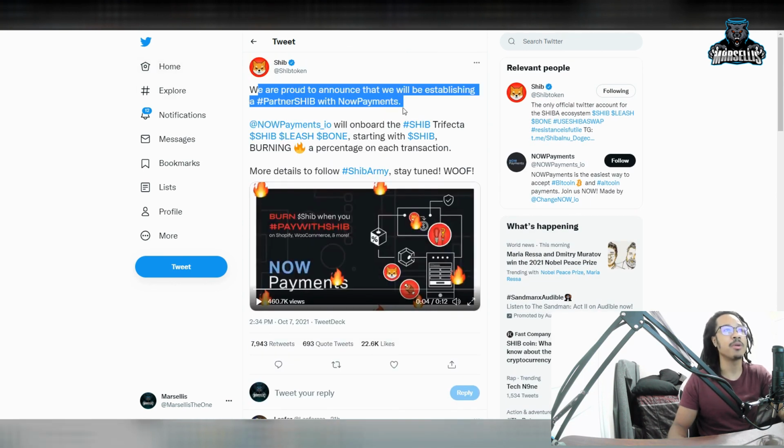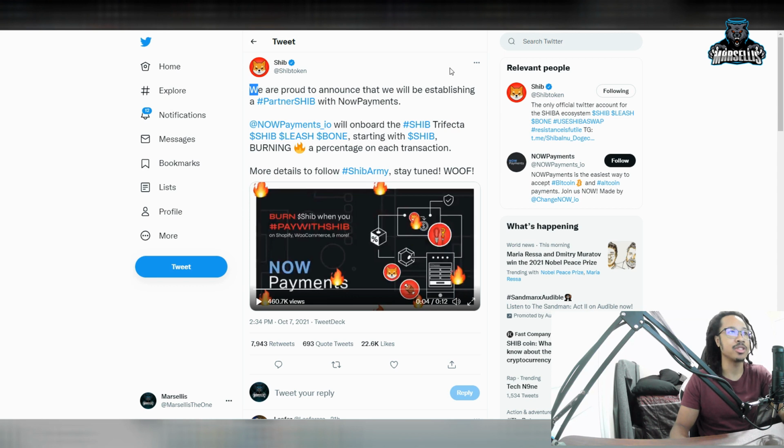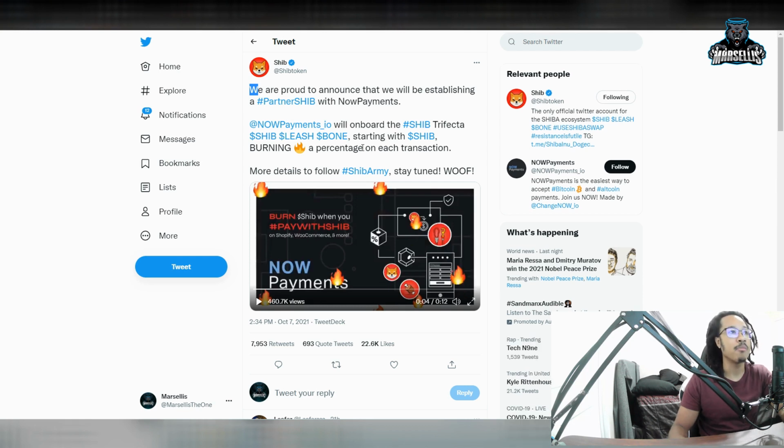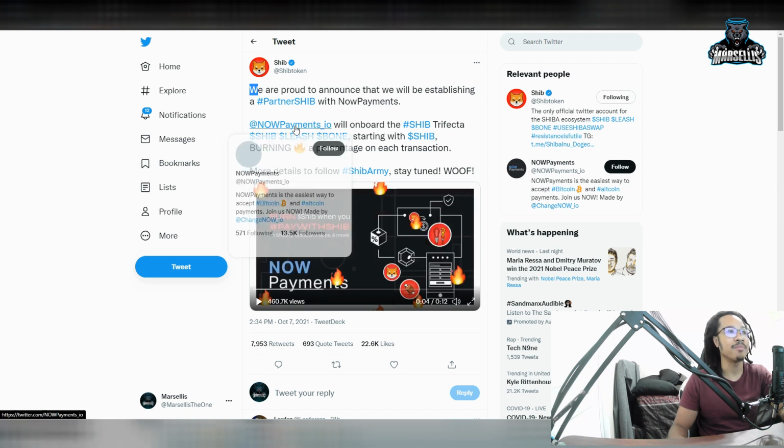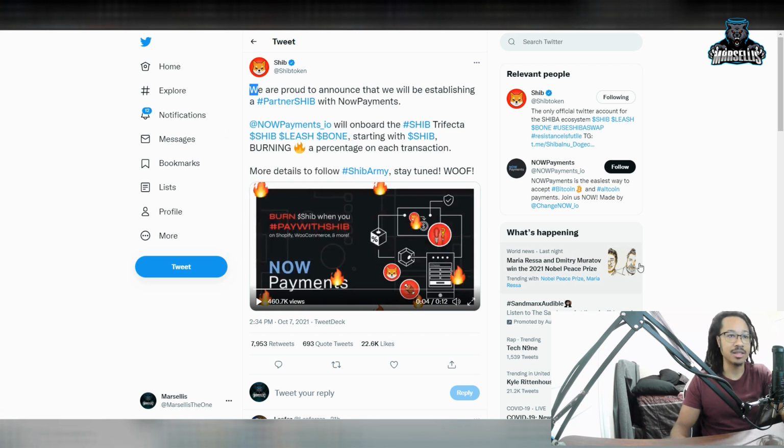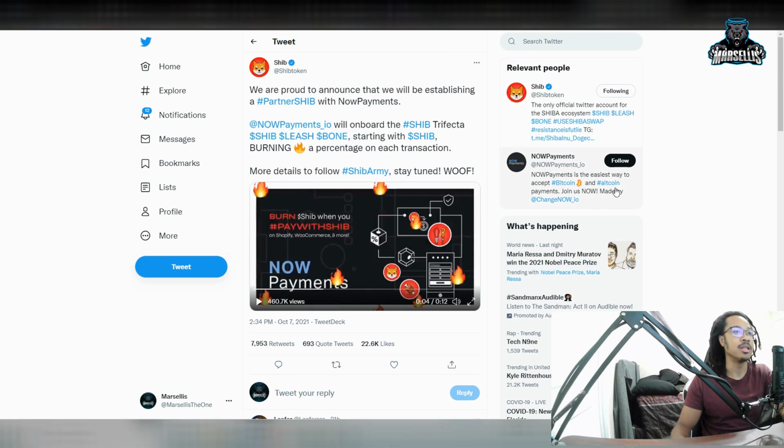But anyways, they said, we are so proud to announce that we will be establishing a partnership with Now Payments. Now Payments will now be on board of the Shib trifecta with Shib, Leash, and Bone. So they're accepting all three, and starting with Shib, burning a percentage on each transaction. This is big news here. Now Payments has really been doing some big stuff inside the crypto space, so shout out to them for making this possible. I mean, this is huge.